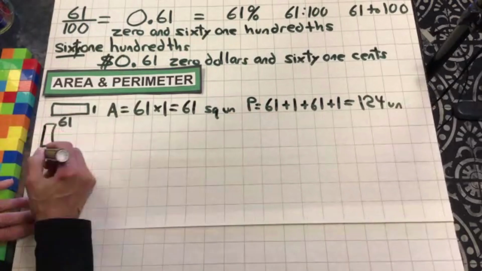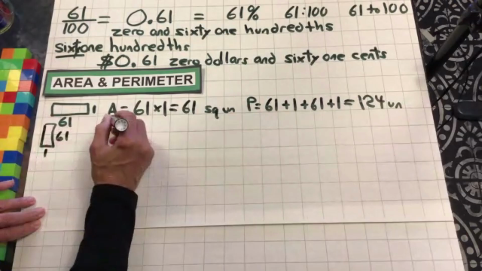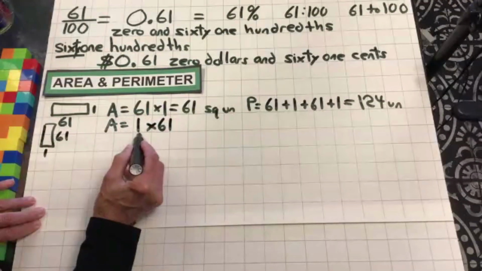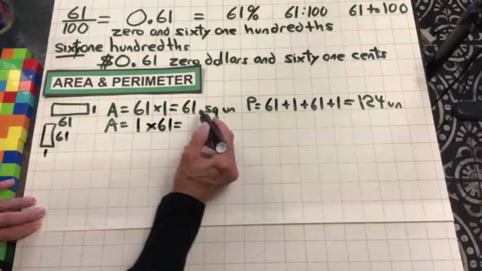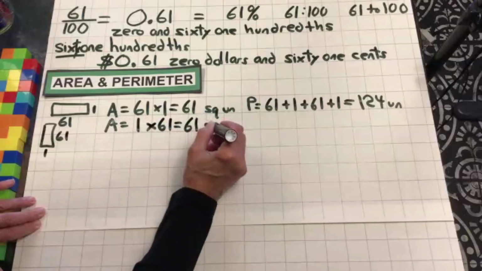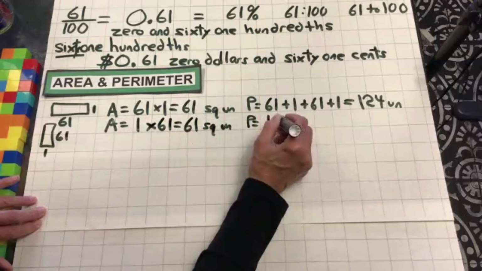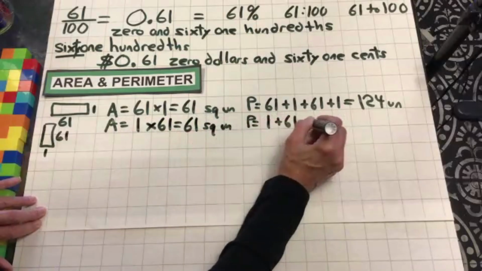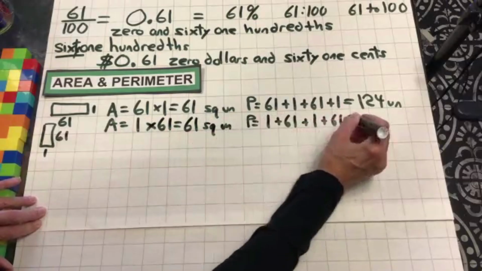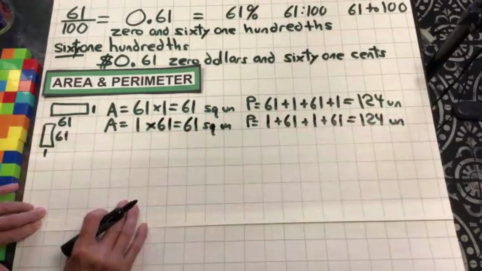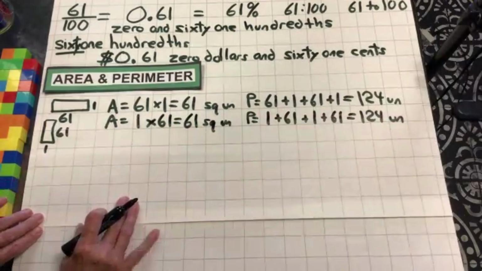Let's go ahead and do our other one, which would be a 1 by 61. So we have 1 by 61. Remember, this is our width and this is our depth or height. That again equals 61. 1 times any number is itself. Perimeter would be 1 plus 61 plus 1 plus 61 equals 124. Looking good. All right, let's move on to volume.